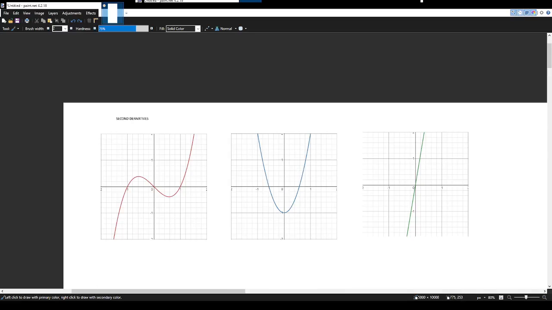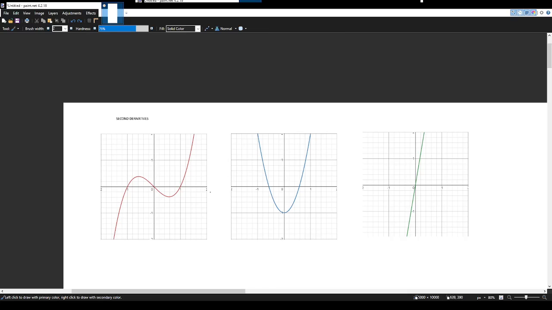Today we're going to be talking about second derivatives and concavity and some of the things that second derivatives can tell us. So we're not going to be going over how to find the second derivative because I already went over how to find a derivative in a previous video and it's the exact same process. You're just doing it again. So if you want to, watch that video. But let's get right into it.